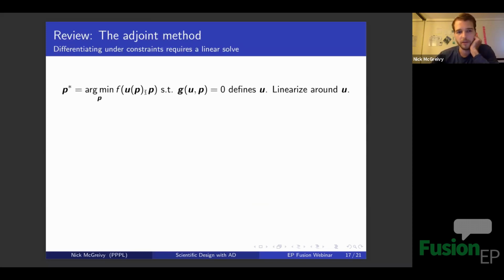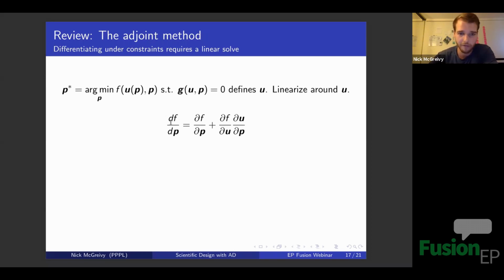The formulation of the problem is as follows: you have some design parameters P, and you want to change the parameters to minimize some objective function. And that objective function is going to be a function of the solution of some implicit nonlinear equation, like in computational physics. And it's also going to be a function of the parameters themselves. And so the question is, well, if I want to differentiate this, if I want to optimize this using gradient-based optimization, how do I compute the gradient? Well, you can start performing the chain rule and seeing what you come up with.